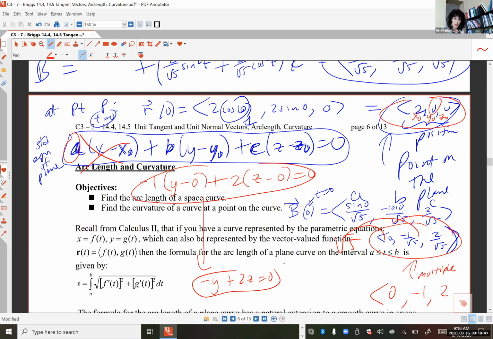Now, for you physics buffs, I'm talking to you right now. You physics folks have a special name for this plane. It's called the osculating plane. I don't make this stuff up, I just report it. The osculating plane. All right.